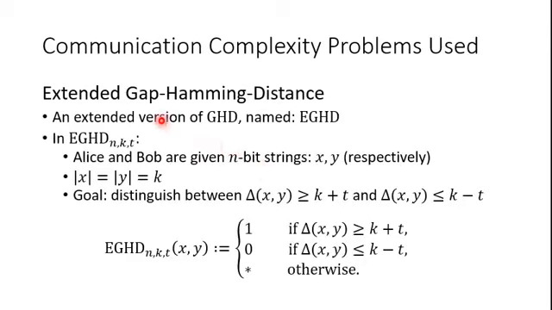So just to remind you what the extended gap Hamming distance is, it's the extended version of the gap Hamming distance. We have n, k, and t. Alice and Bob are given n-bit strings, x and y respectively. They are equal in their Hamming weight, which equals k. And their goal is to distinguish between the case of the Hamming distance between x and y being at least k plus t, and the Hamming distance being less or equal to k minus t. And we saw this formulation where star means that it can return 1 or 0 if it's not one of these cases that we just mentioned here.